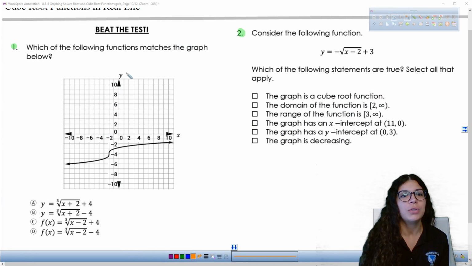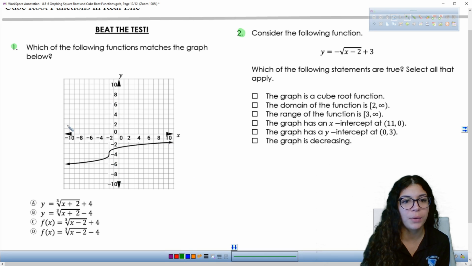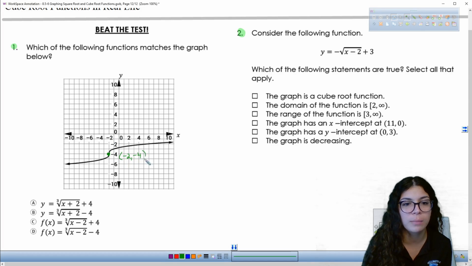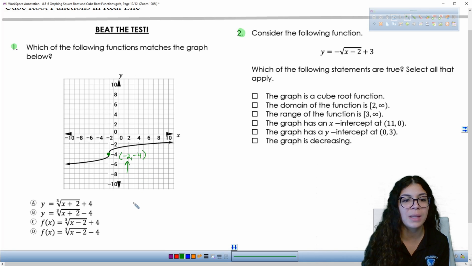Okay, so for number 1, it says, which of the following functions matches this function? So let's see. Well, this first is a cube root function. Let's see if we can narrow it down. No, all of these are cube root, so okay. Next up, you see the center is right here. So the center is at (-2, -4). Now remember, with x it's always the opposite, so on the inside I would actually need to see it as +2. Okay, so these 2 are correct, these 2 are incorrect.